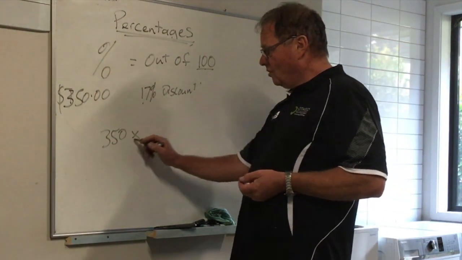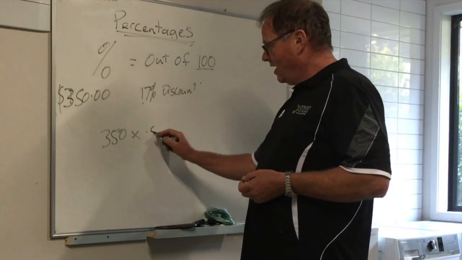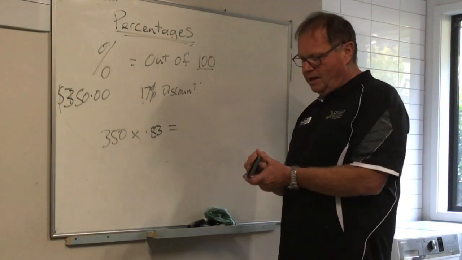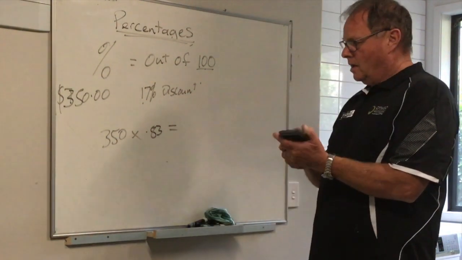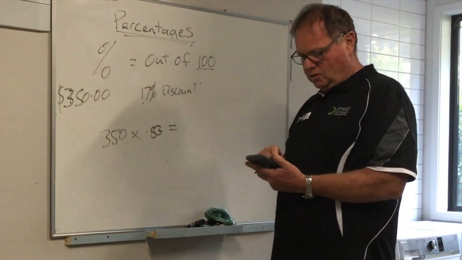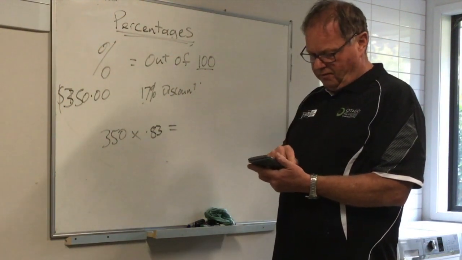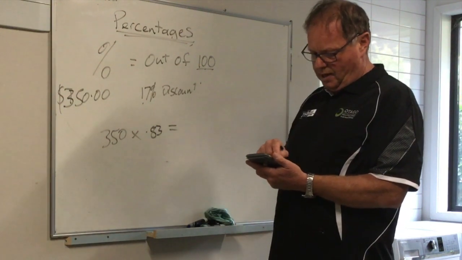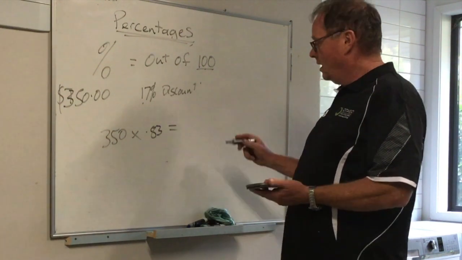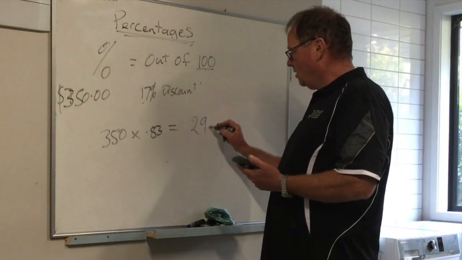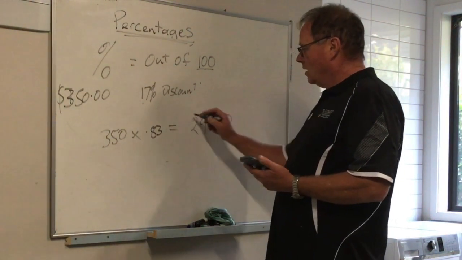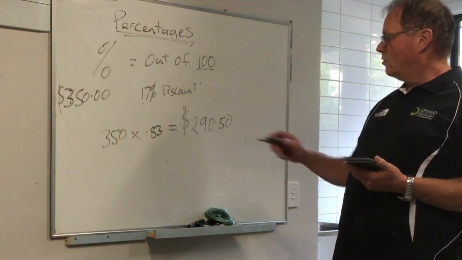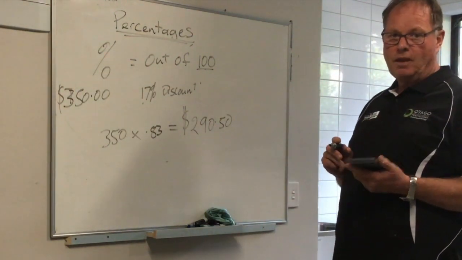So if we times that by 0.83, we've got a calculator here handy, and our saw's going to cost us $350 times 0.83 equals, now it's down to $290.50. So with our discount of 17%, it's down to $290.50.